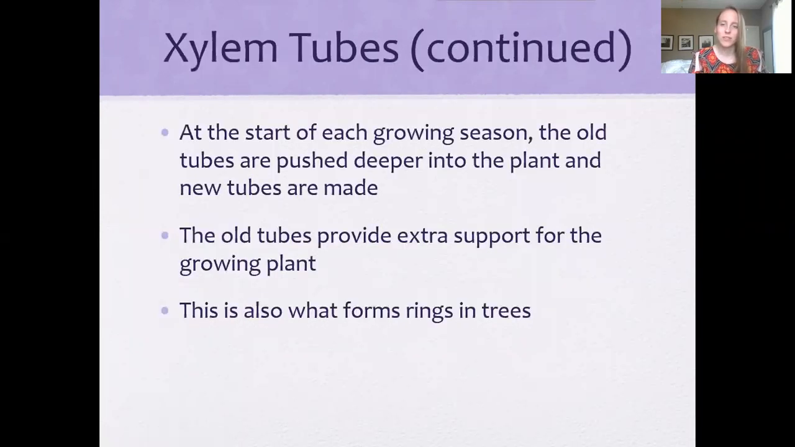At the start of each growing season, so that would be like spring for us, the old tubes are pushed deeper into the plant and new xylem tubes are made. And those old tubes just provide extra support for the growing plant. That's actually what we see as the rings of a tree when you cut a tree down. Each ring is actually just a layer of dead, no longer used xylem tubes.